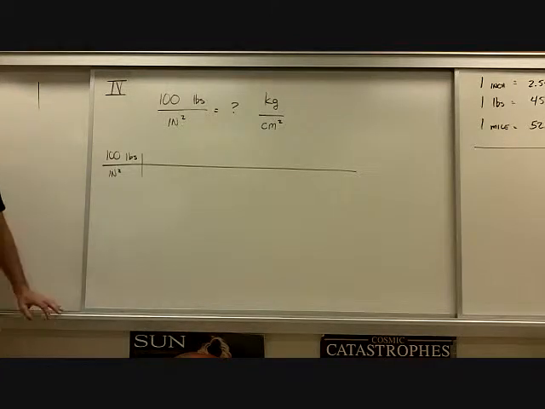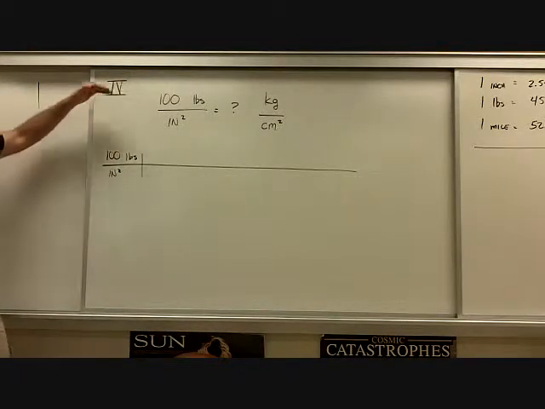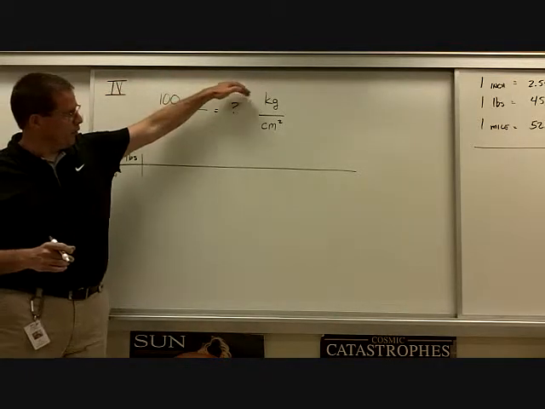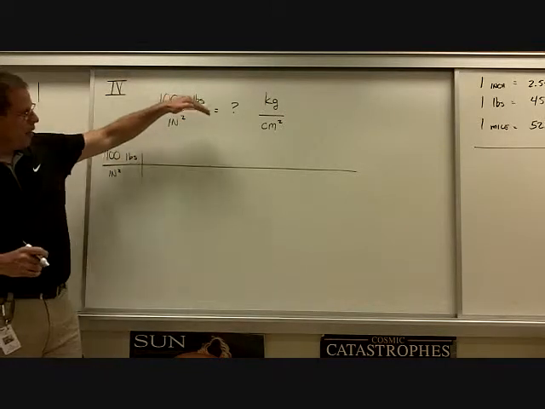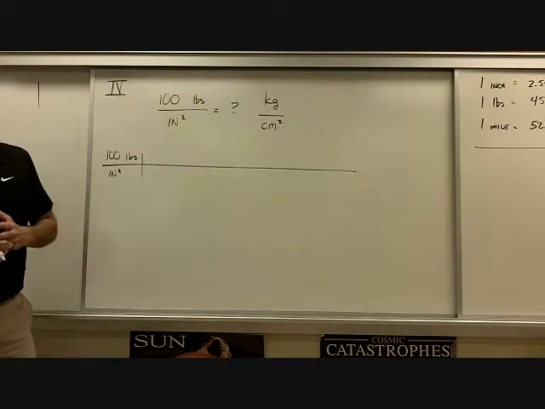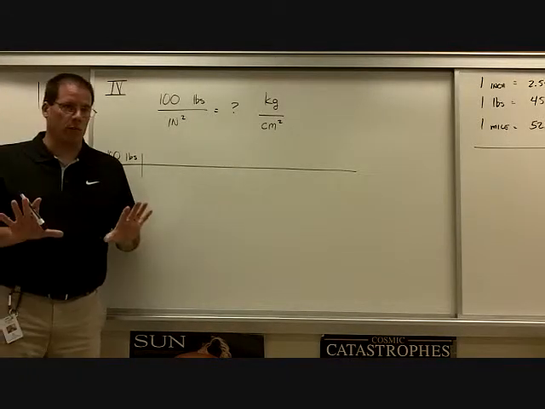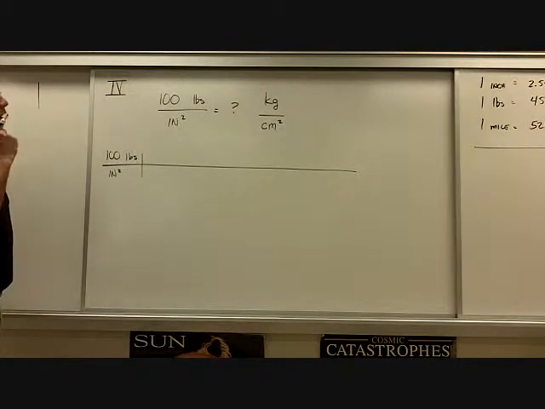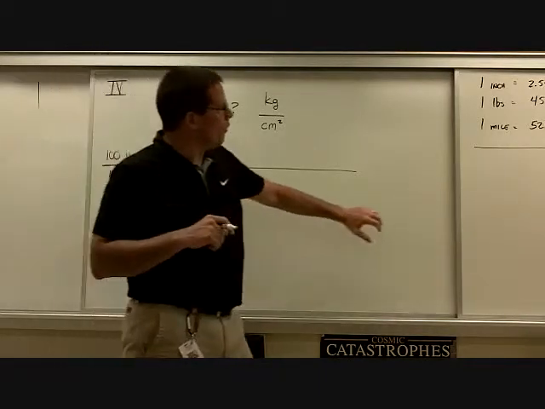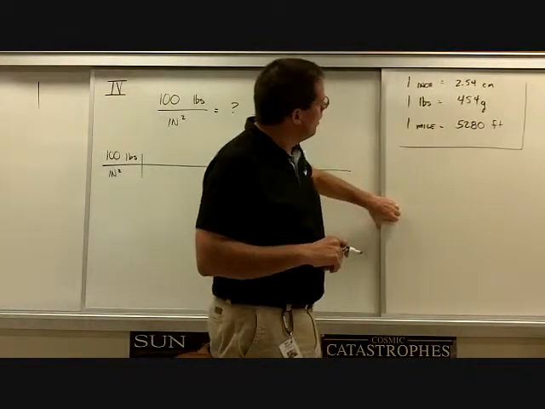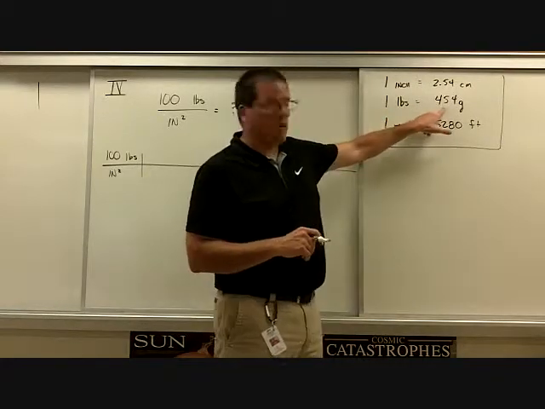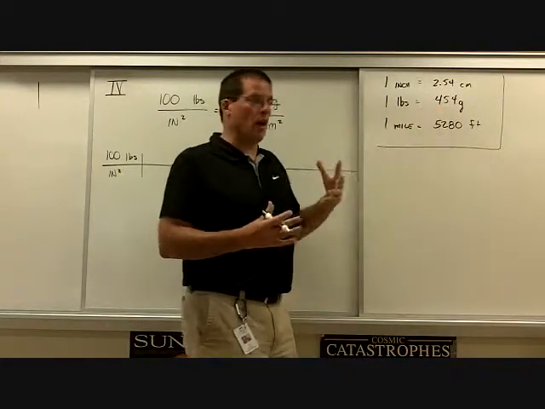Would you like to convert the pounds into kilograms first, or the inches squared into centimeters squared first? Pounds? You got those. But it doesn't matter which one you do first, which is nice. All right. So the conversion that we have is that 1 pound equals 454 grams. So that's where we need to go.